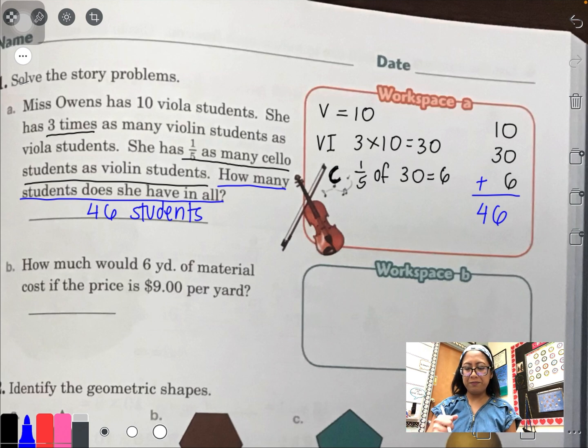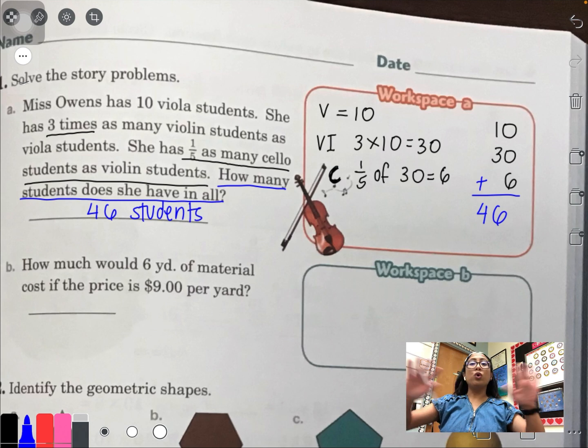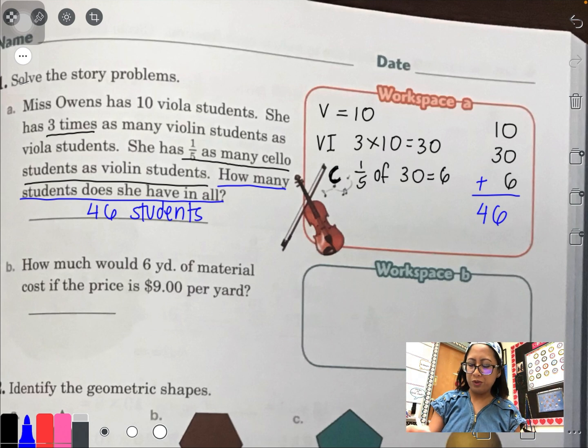Okay, letter B. How much would 6 yards of material cost if the price is $9 per yard? So I'm imagining maybe the people buying this much material is like my dad. He loves to go to Home Depot. He loves to see what he can use to build, because he is currently trying to build a garden in my backyard. So let's pretend he's getting some wood. Home Depot is known for its wood, right? So let's say he's got 6 yards.